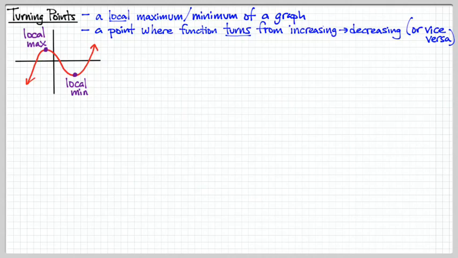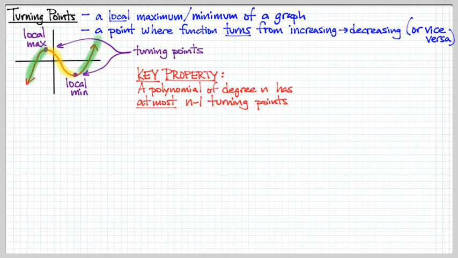We could also consider a turning point as where the function goes from increasing to decreasing. The green region shows increasing portions, the yellow shows decreasing. Between the green and the yellow, we have a turning point, as well as another turning point down here. So that's the definition of turning points. We have some key properties of these turning points.